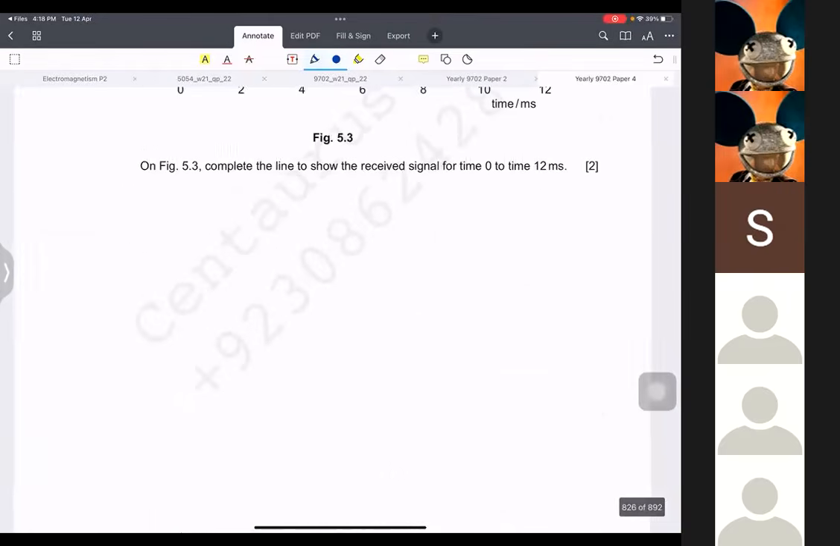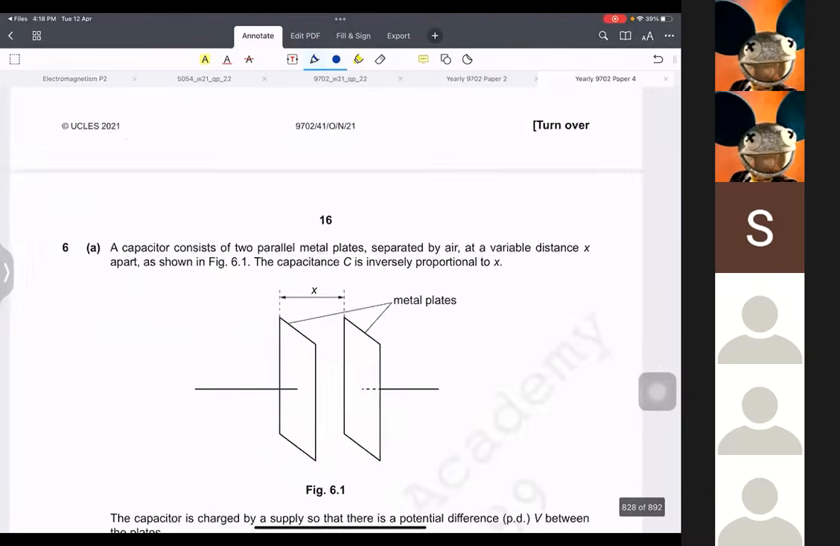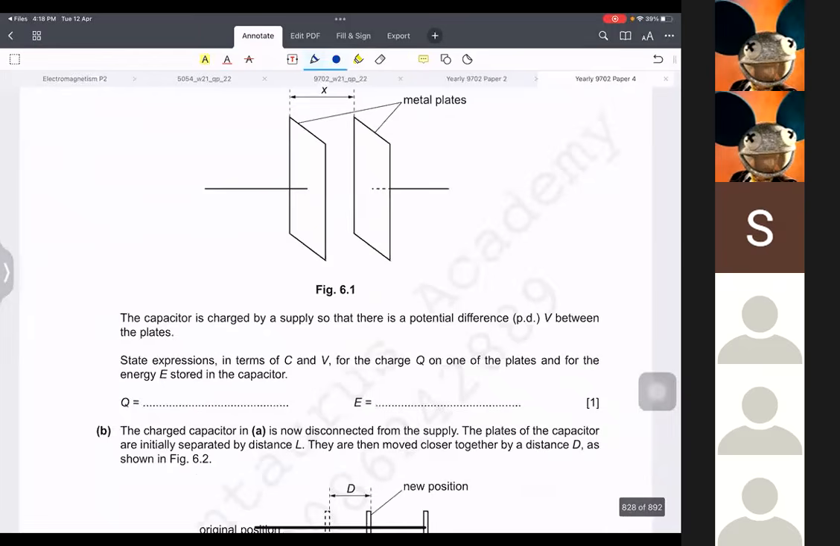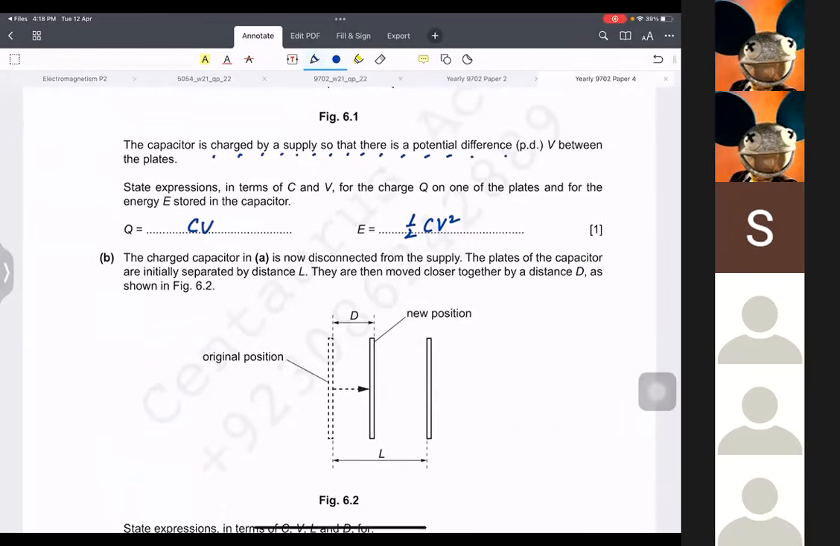Then going to the next thing, this is not required. Although this was very easy once upon a time. What is this? A capacitor is charged by a supply, so there's a potential difference V between the plates. State an expression of this in terms of CV. What is E? E is the energy stored, half CV squared. Okay, that's pretty simple.